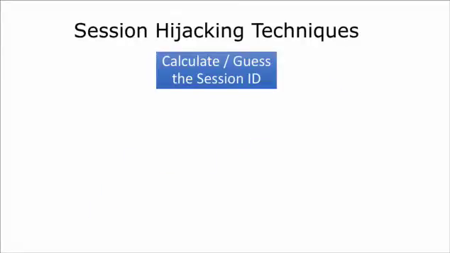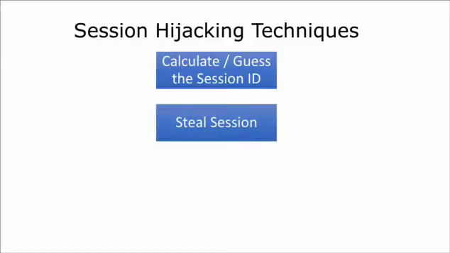Okay, so as I said in the session hijacking vulnerability slide, you could always calculate or guess the session ID if it's a very poor algorithm or if they're just using consecutive numbers. You could steal the session, which is what we will be doing in the demo. In other words, sniff the traffic, look for the packet that's got the unencrypted cookie in, steal the cookie, and then impersonate the user on the actual web application.